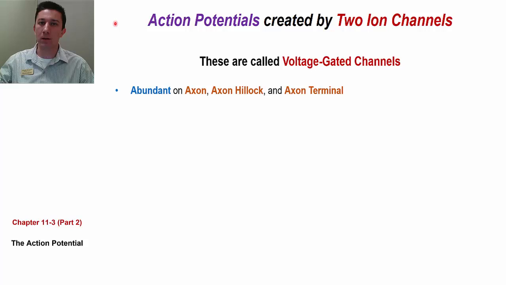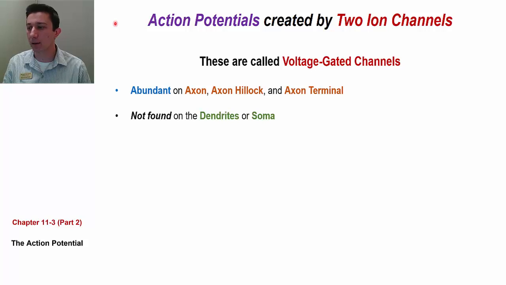They are highly abundant on the axon, where our action potential is occurring, and at the axon hillock, which creates our action potential, right at the interface between the soma of our neuron and the axon, that is, the very end of our axon.